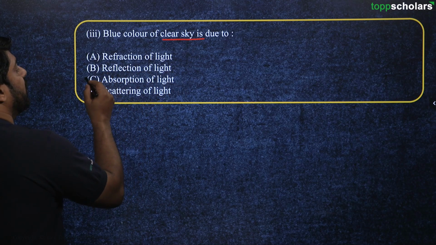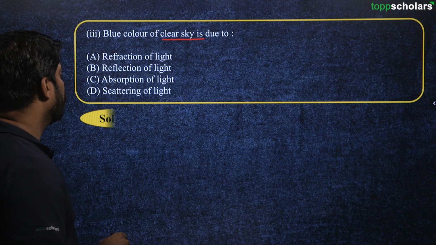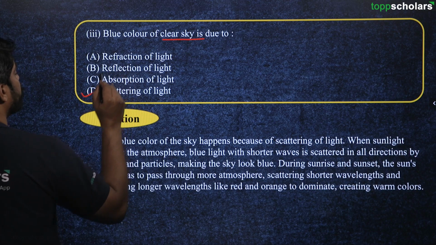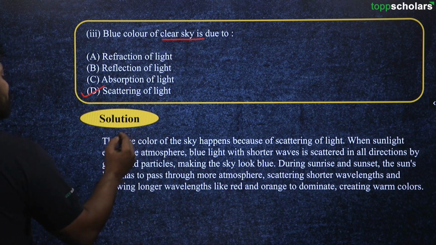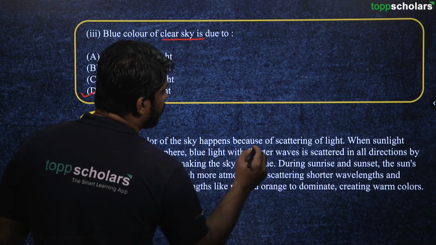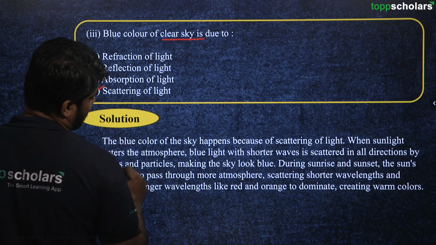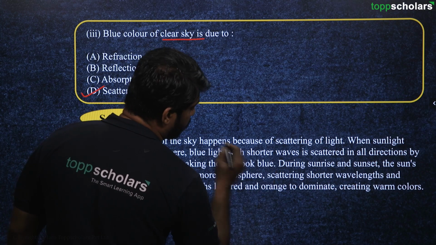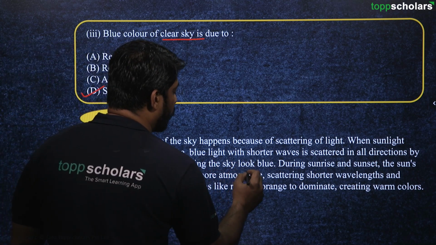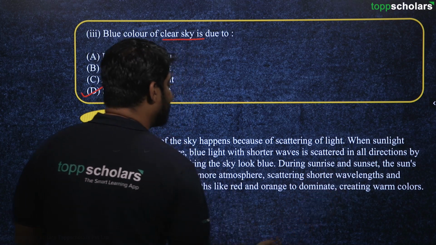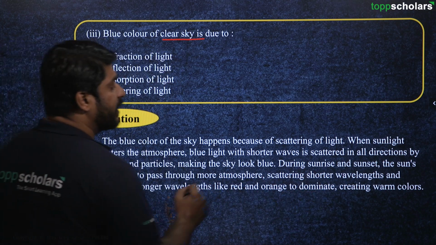Refraction of light, reflection of light, absorption of light, or scattering of light. The correct option over here is, as we all know, scattering. The blue color of the sky happens because of scattering of light. When sunlight enters the atmosphere, blue light with shorter waves is scattered in all directions by gases and particles, making the sky look blue. During the sunrise and sunset, the sun's light has to pass through more atmosphere, scattering shorter wavelengths and allowing longer wavelengths like red and orange to dominate, creating warm colors.